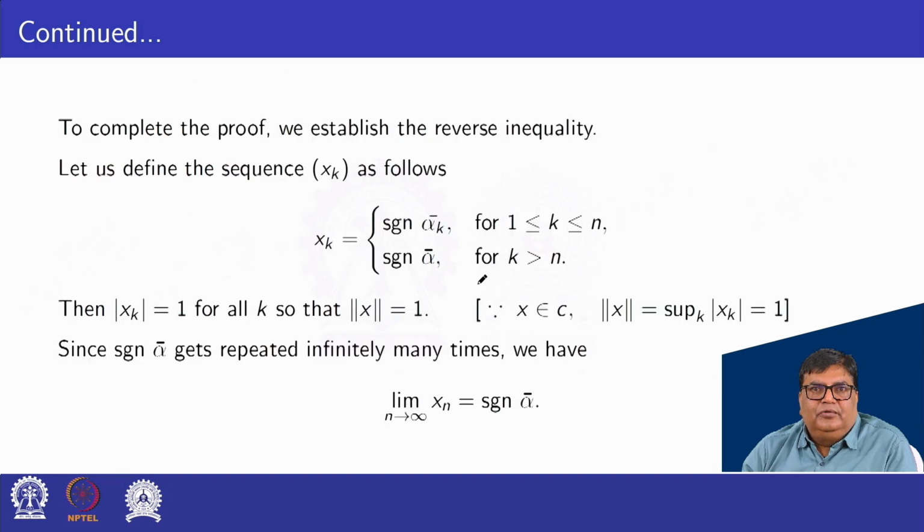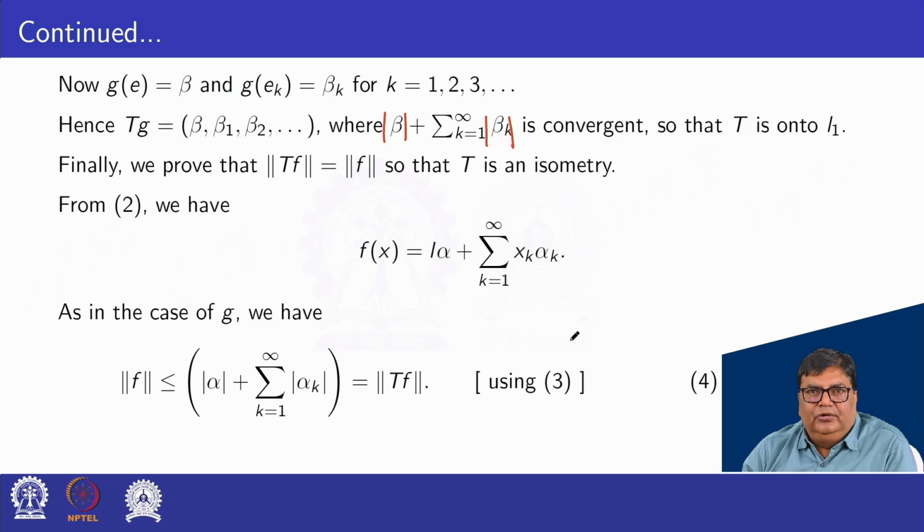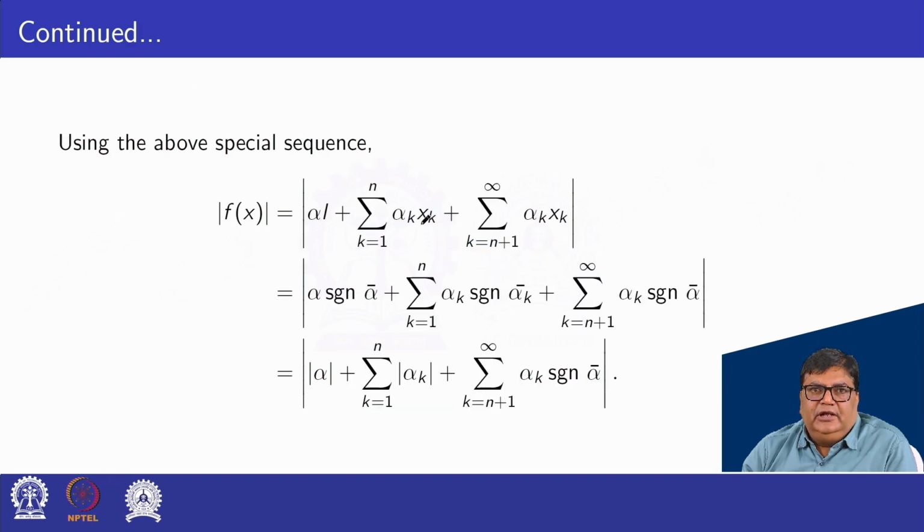f(x) is this. So |f(x)| equals the absolute value of this whole expression: alpha L plus the summation k equals 1 to infinity of x_k alpha_k. That can be expanded as |alpha L plus the summation k equals 1 to n of alpha_k x_k plus the summation k equals n plus 1 to infinity of alpha_k x_k|, divided into two parts, k equal to 1 to n, and another from n plus 1 to infinity. So it equals alpha signum alpha bar plus the summation k equals 1 to n of alpha_k signum alpha_k bar plus the summation k equals n plus 1 to infinity of alpha_k signum alpha bar.